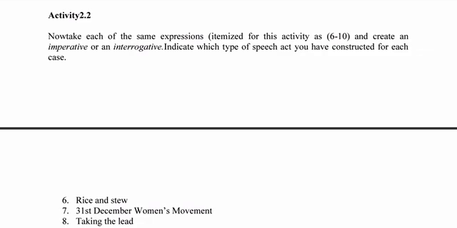Okay. Let's look at 31st December Women's Movement. As an imperative, could I say, can you please come with me, or would you please go with me tomorrow to the 31st December Women's Movement? I'm asking politely. Okay, it's an imperative. Or if I have a daughter, go to the 31st December Women's Movement tomorrow. It's a command. It's also an imperative. I want someone to do something.